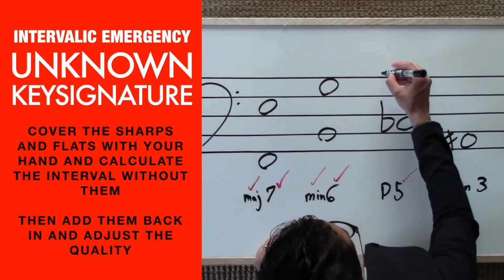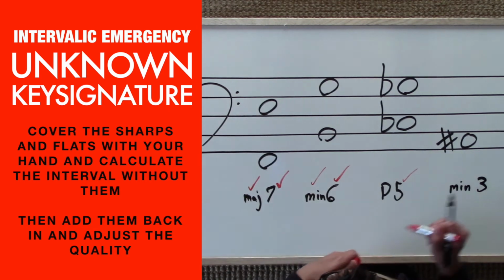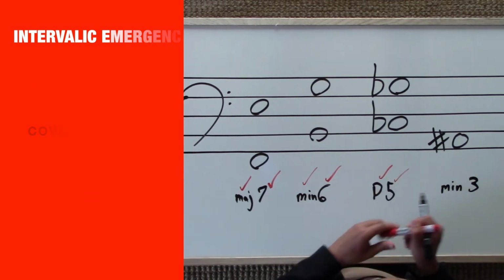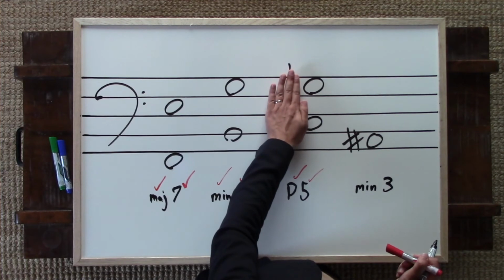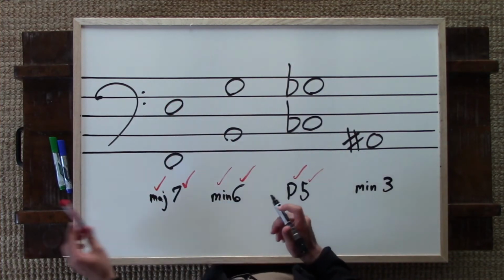So all we'd have to do is put a flat beside this G, and now we know that it's a perfect fifth. And you can even check one more time. C to G is a perfect fifth. They both got lowered equally. It's still a perfect fifth.